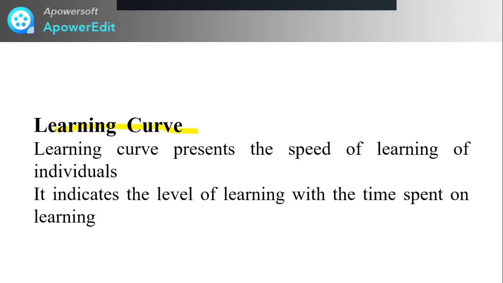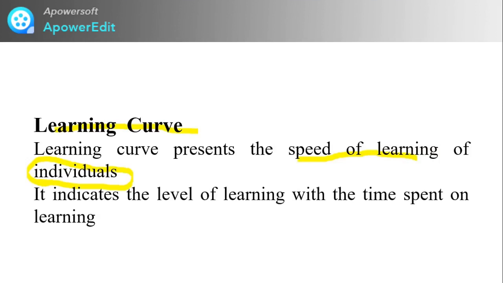Learning curve means the speed of learning of the individual. For example, in your class, some students can quickly understand. Some students averagely understand after 2, 3, 4 seconds or minutes. Some students try to understand the concept explained by the lecturer, but need more time. Sometimes after a month, one day, 2 days, 3 days, then you understand. Or sometimes you can't understand. That is the speed of learning of the individual.